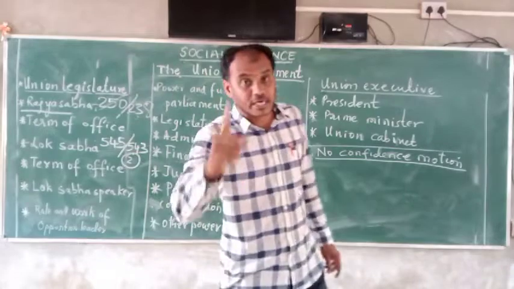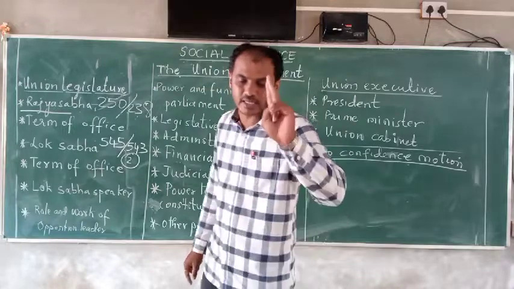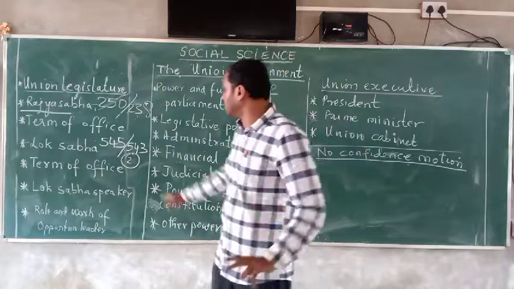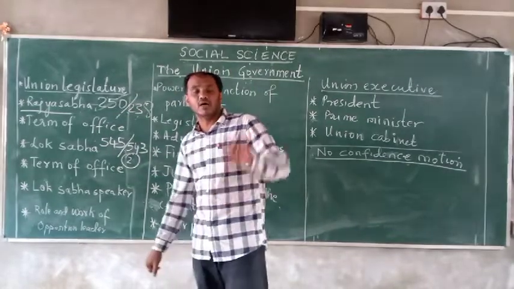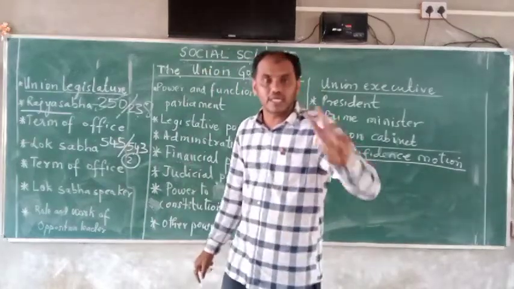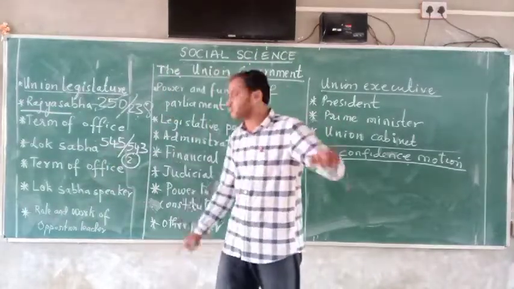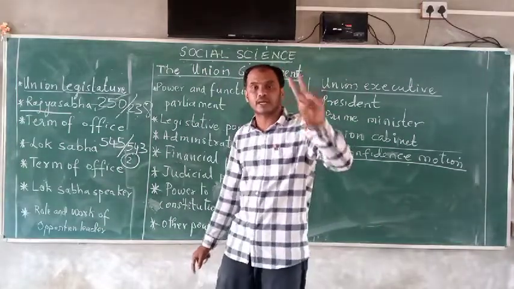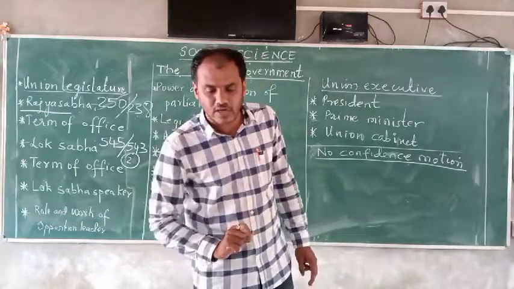Only two members are nominated by the President of India. They are none other than the two Anglo-Indians, nominated by the President to the Lok Sabha. For the Rajya Sabha, 12 members are nominated by the President. So the total strength of Lok Sabha is 545. In that, 543 members are directly elected by the people and only two are nominated by the President, the Anglo-Indians.